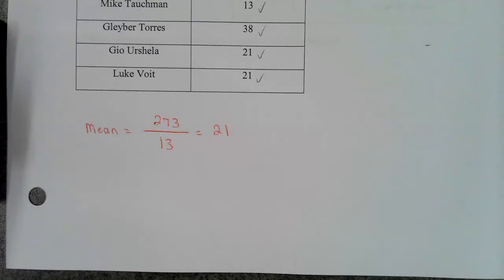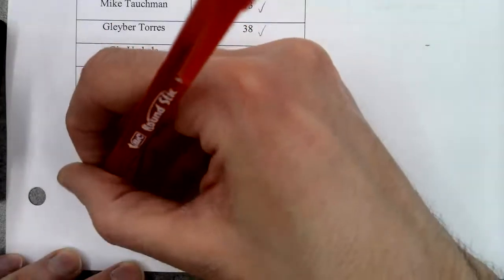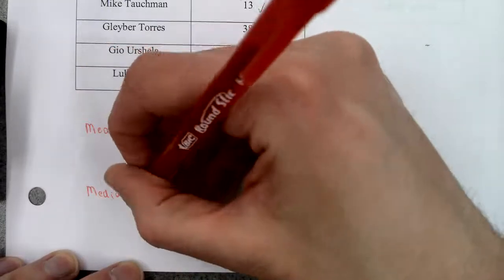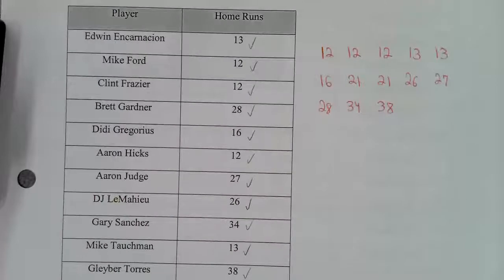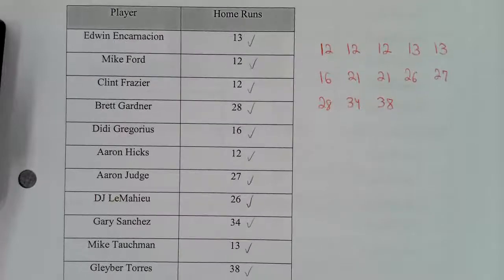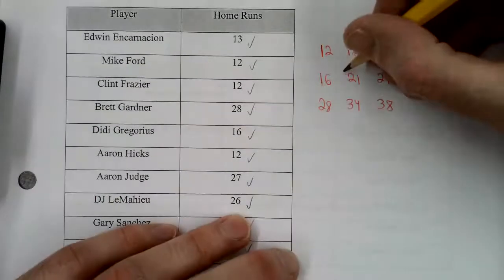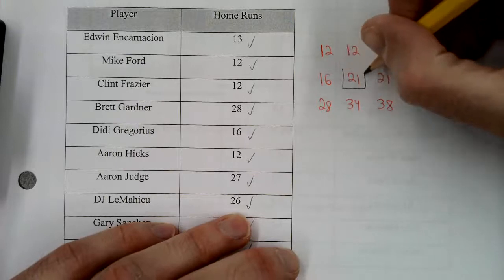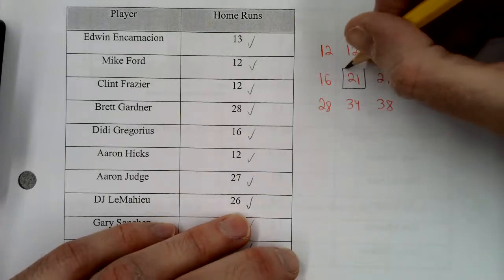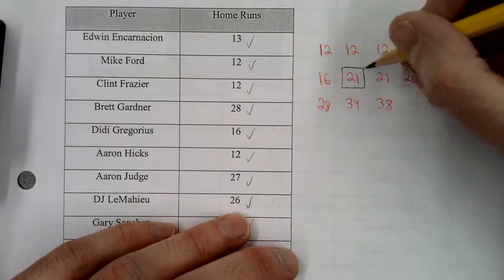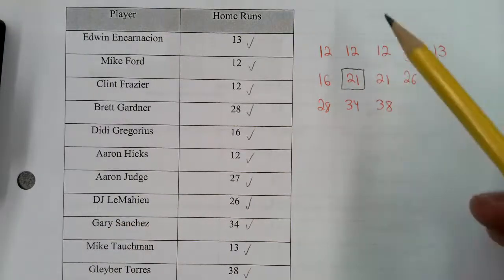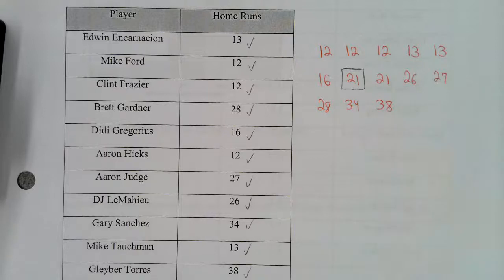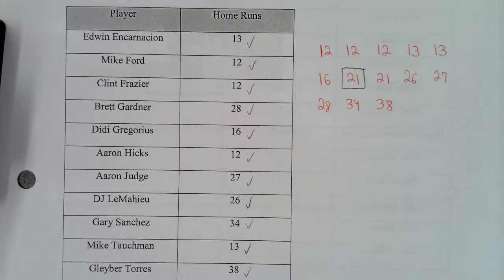The median we'll do next. The median is the number in the middle after you arrange them from least to greatest. There are 13 numbers in total, which means this is going to be the number in the middle. Because if you look, there are 6 numbers below that, 1, 2, 3, 4, 5, 6, and there are 6 numbers above that, 1, 2, 3, 4, 5, 6. So the median is also 21.